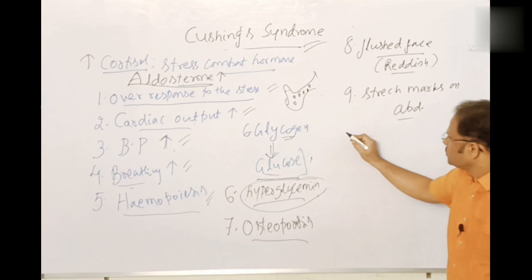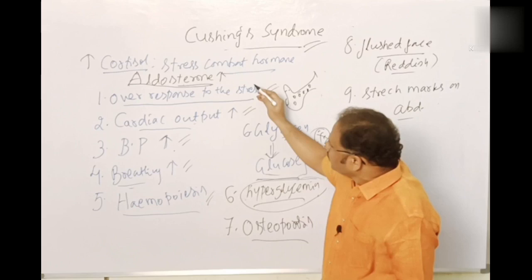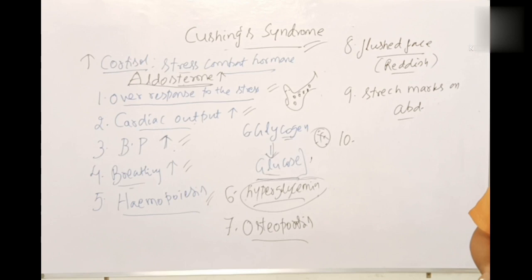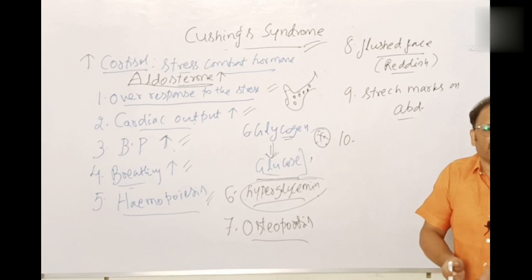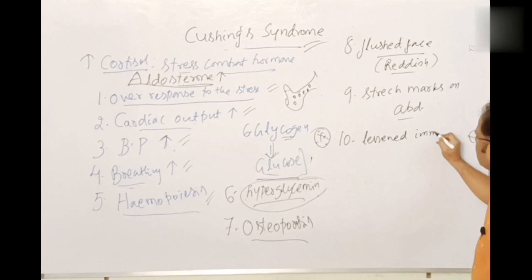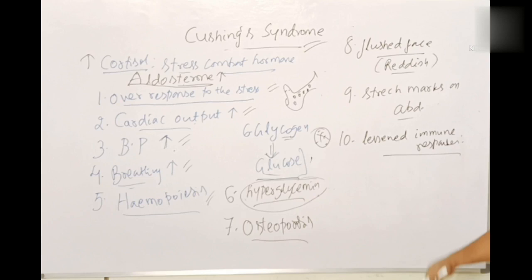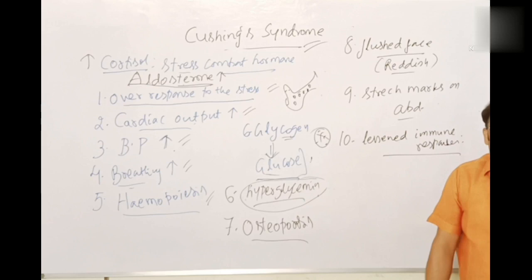And the next one is the most important factor here, because there is an elevated level of which one? The stress hormone called cortisol. Whenever the stress is increased, cortisol is released, so that the immunity is lessened. Lessened immune responses, because of which the patient is susceptible to easy infections, viral infections. So, don't be stressful.